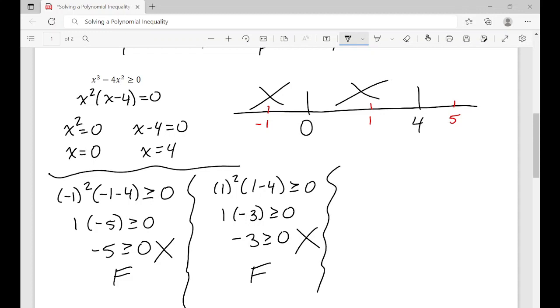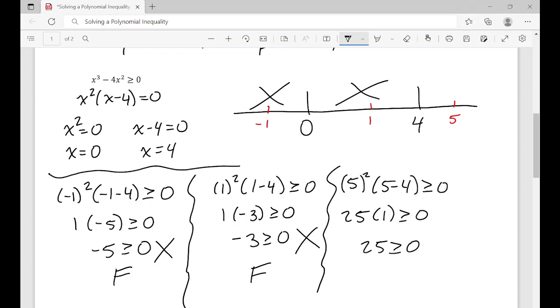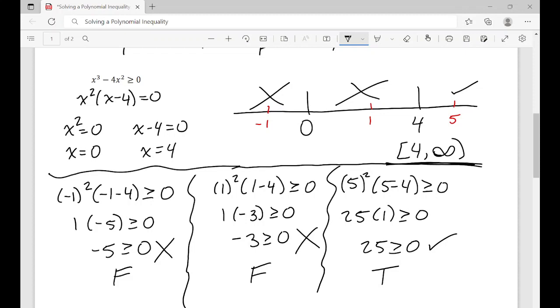Now I'm going to do 5. So 5 squared times (5 minus 4) greater than 0. This would be 25 times 1 greater than 0, which is 25 is greater than 0. In this case, this is true. So everything over here is good. Our answer for this inequality is going to be from 4 to infinity, and it's going to be a bracket at 4, because it's equal to. So 4 to infinity is the solution to this inequality.